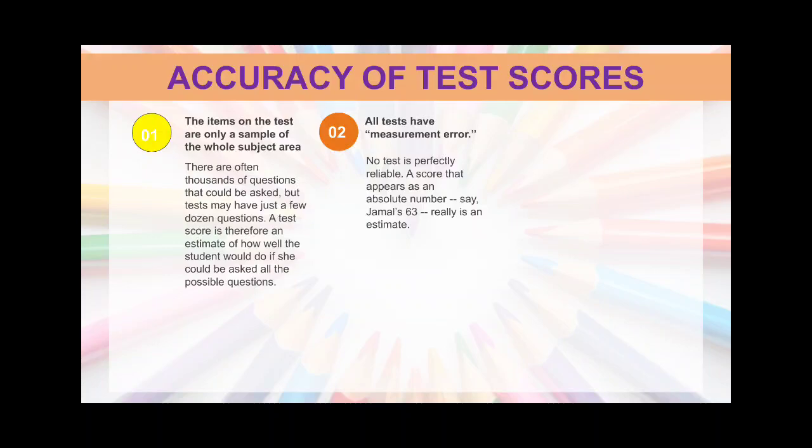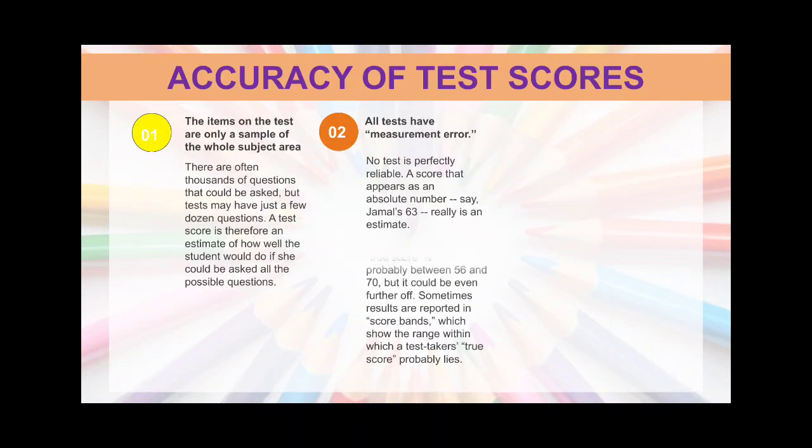A score that appears as an absolute number, say Jamal 63, really is an estimate. For example, Jamal's true score is probably between 56 and 70, but it could be even further off. Sometimes results are reported in score bands, which show the range within which a test taker's true score probably lies.